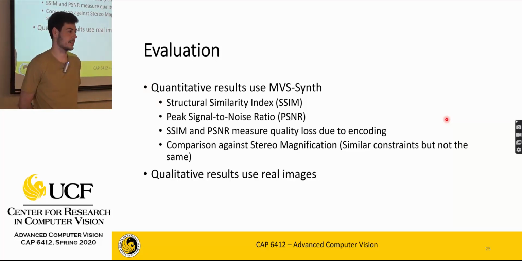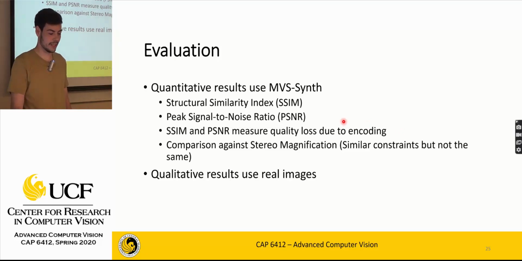The reason they do that is, although stereo magnification is a different problem, it can be seen as a view synthesis problem, because magnifying an image is similar to just creating a viewpoint closer to the scene. So the two evaluation methods they use are structural similarity index and peak signal to noise ratio, or SSIM and PSNR. They're a measure of quality loss due to encoding. And for the rest of the results, they use qualitative results on real images. They don't give a standard of measurement, but you can see visually that they are better images.